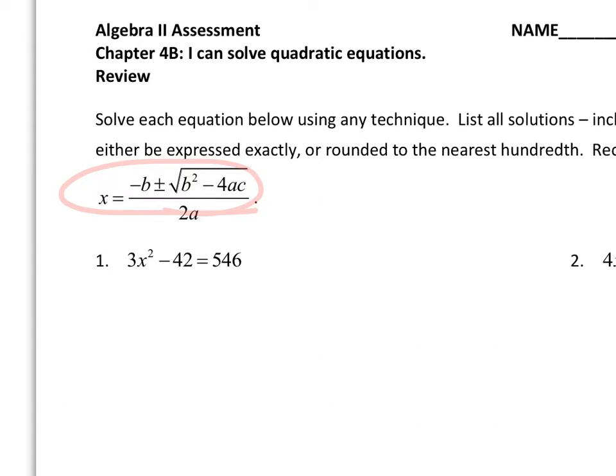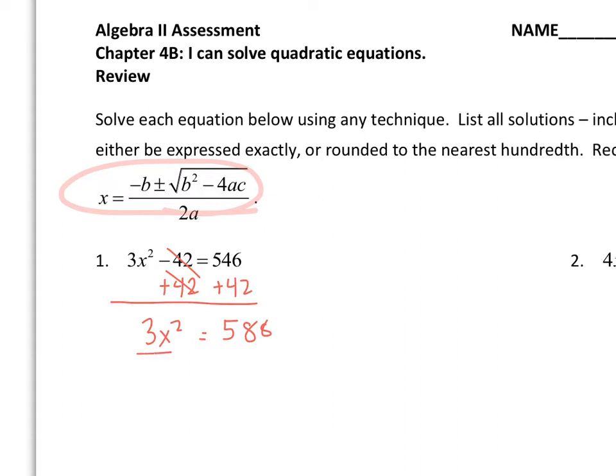There's not a linear x term. So I'll start this one by adding 42 to both sides. And if you're not sure what I mean by saying there's no linear x term, see me about that. Those two things cancel. I get 3x squared equals 546 plus 42. Just take a moment to do the math here. That works out to be 588.